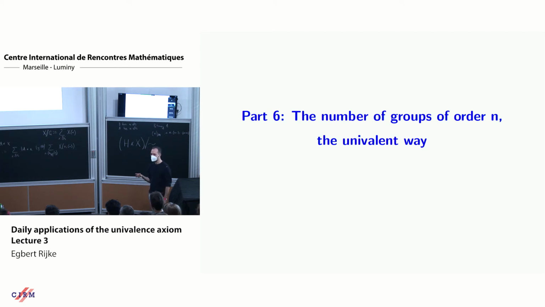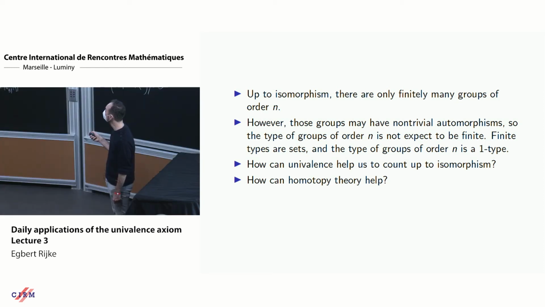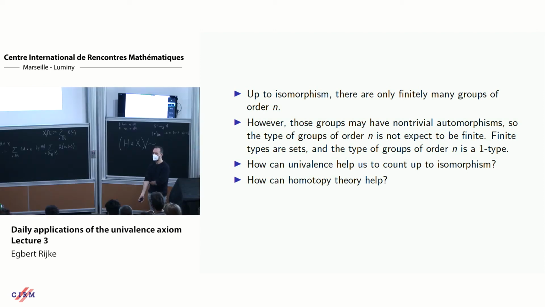Why are there finitely many groups of order n? How can you see that? And you notice right away, if you think about this question, that if we look at the groupoid of groups of order n, there may be non-trivial automorphisms on any group of order n. So it's not going to be a finite type, even up to isomorphism. So we cannot just expect to prove that the type of groups of order n is a finite type. That's nonsense.